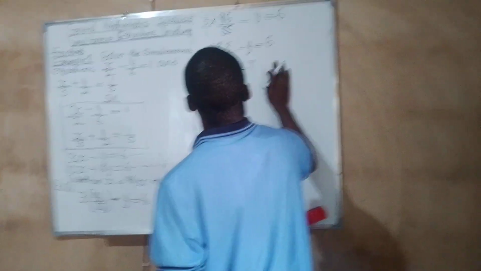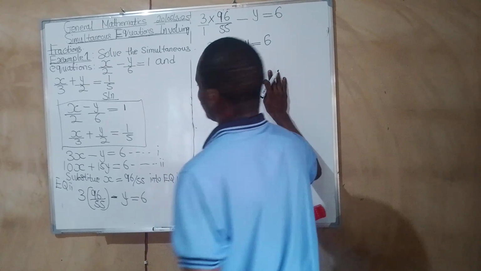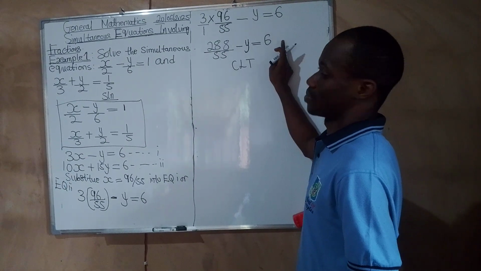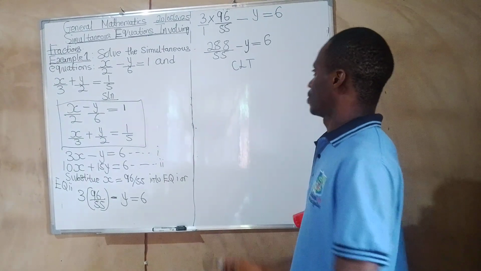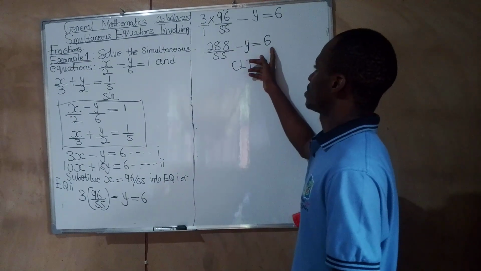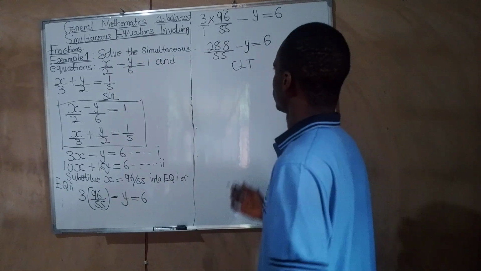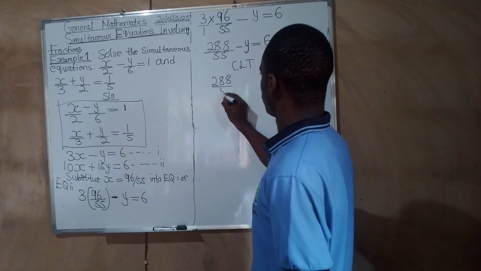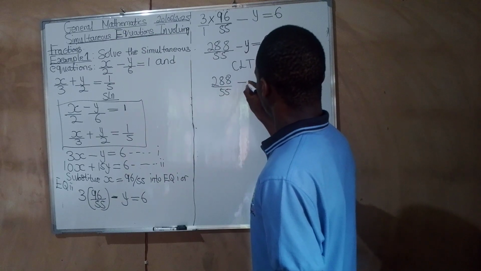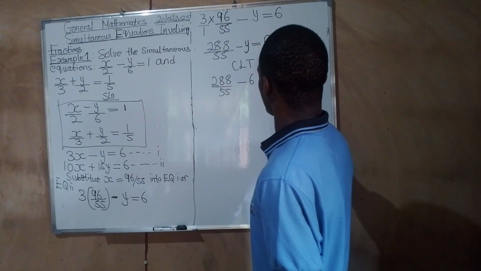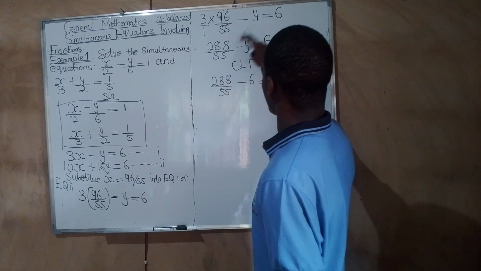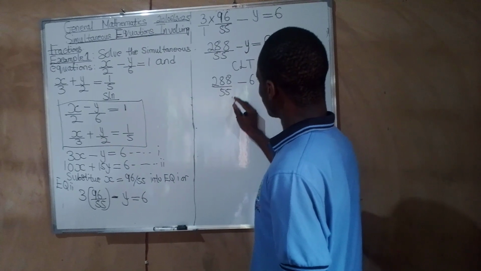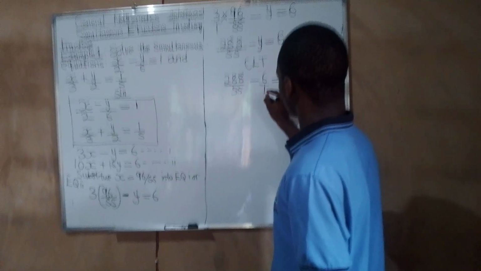So not to confuse our students, the first thing to do is take this minus y to the other side so that it becomes a positive y. Then bring the 6 inside the equation. So it becomes 288 over 55, then minus 6, because the invisible plus was here before. Then take this minus y, it crosses the sign of equals to, and it becomes y. So we say 288 over 55 over 1.